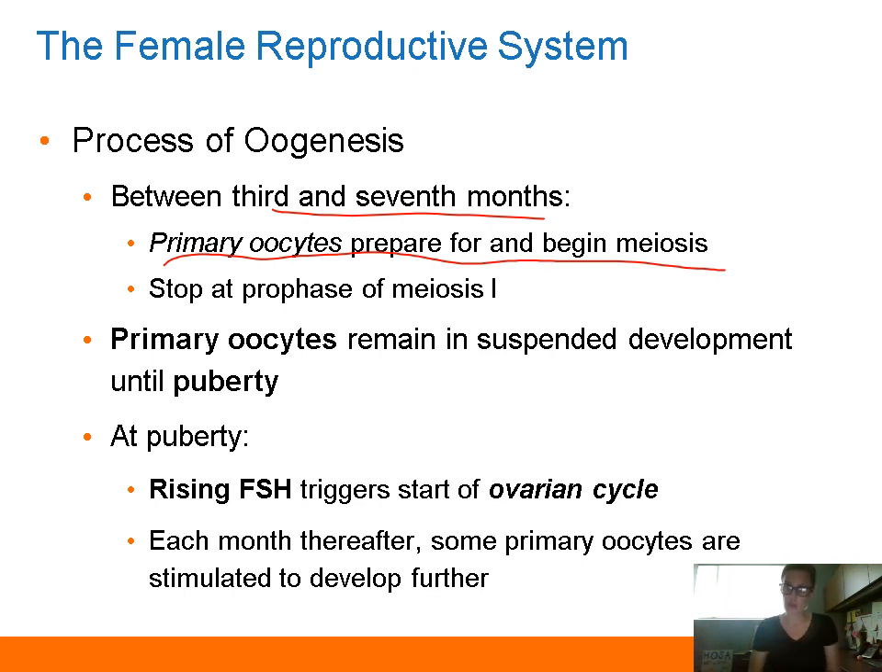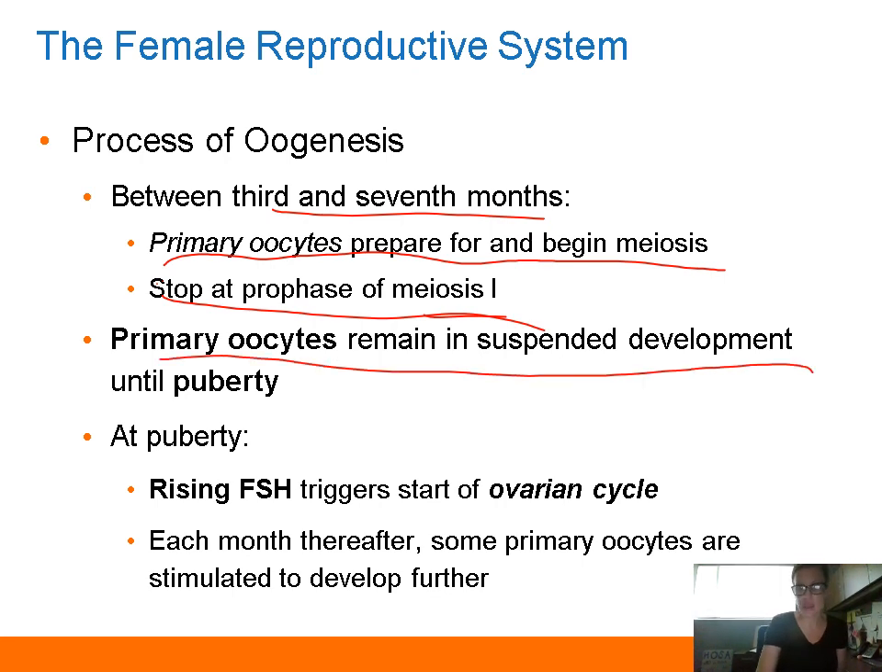So that primary oocyte begins meiosis one, but it stops. It stops in prophase. I don't care that you know the specific phase of cell division, but it stops in the middle of meiosis one. And that's it. It's just paused there. So when the baby's born, all of her eggs are suspended in the middle of meiosis one. All of the oocytes remain suspended until puberty.